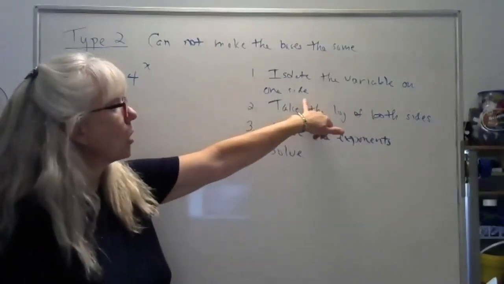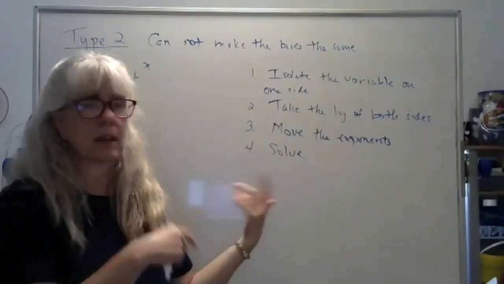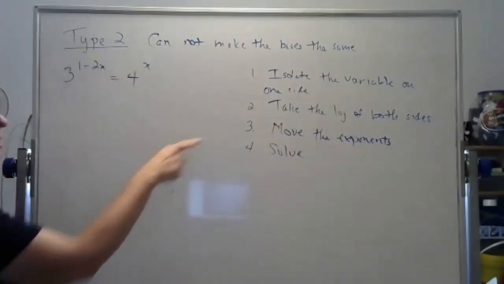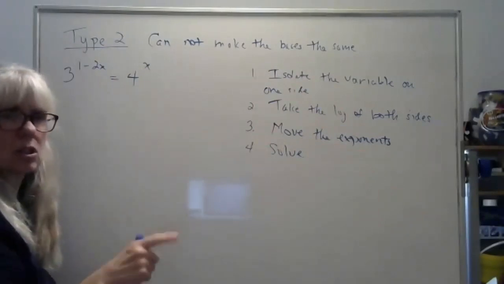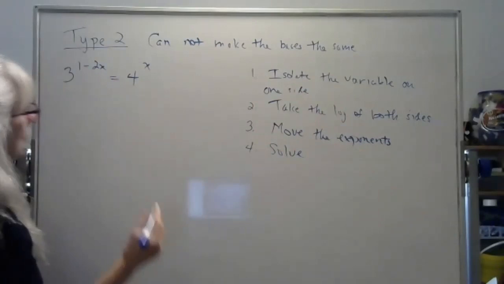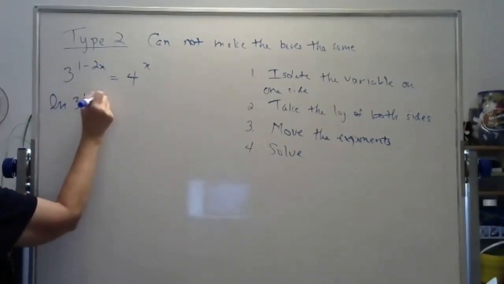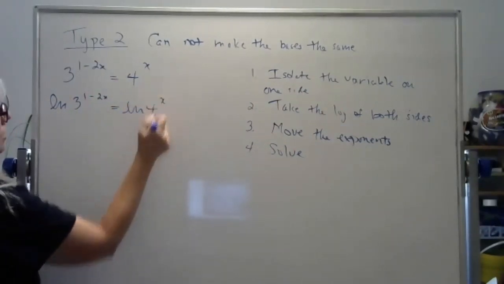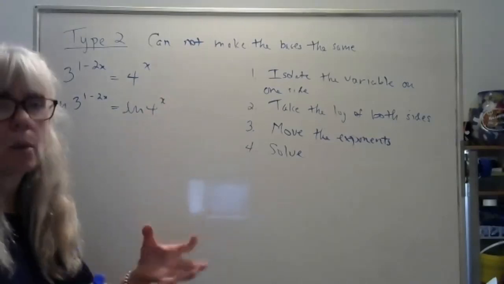The variable is already by itself on each side, so there's no moving around. We'll do one of those in the next place, but I don't have to move anything around. I'm stuck. We're going to come in and take the log of both sides. Let's use ln this time, just to show in your notes that you can use either one. So I'm going to have the natural log of 3 to the 1 minus 2x equals the natural log of 4 to the x.